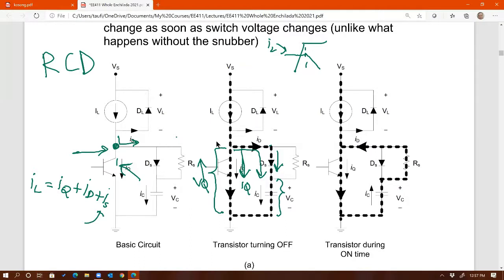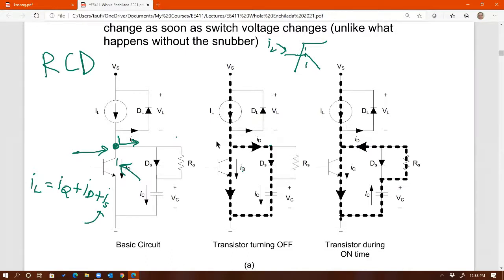Is that cool? So the snubber provides the two solutions that we are looking for. Number one, slowing down the voltage rise across the switch. And number two, adding a path so that current through the switch can change as soon as voltage across the switch changes during turn off. Okay, so if that's clear to you, any question before I proceed?